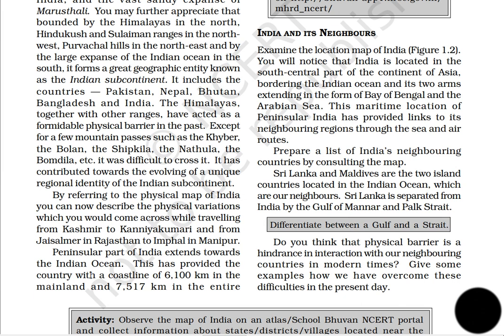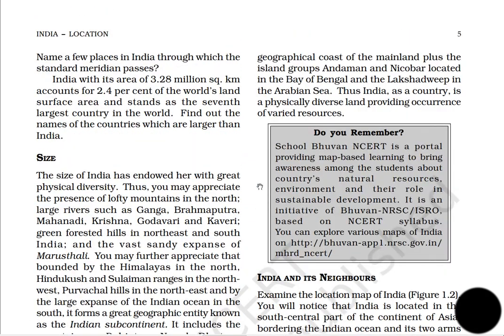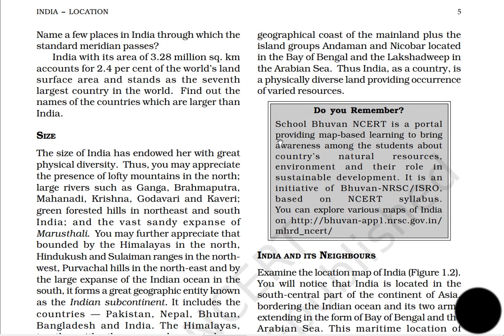The peninsular part of India extends towards the Indian Ocean. This has provided the country with a coastline of 6,100 km on the mainland and 7,517 km in the entire geographical coast of mainland, plus the island groups Andaman and Nicobar, located in the Bay of Bengal, and the Lakshadweep in the Arabian Sea. Thus, India as a country is a physically diverse land, providing occurrence of various resources.